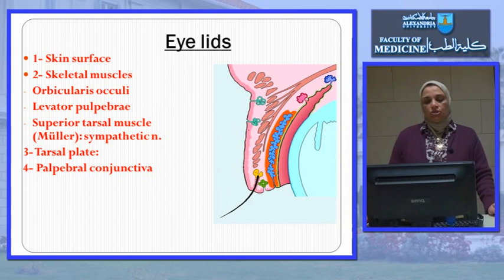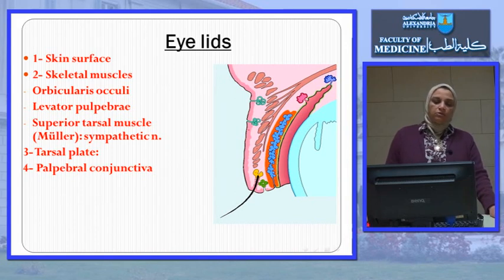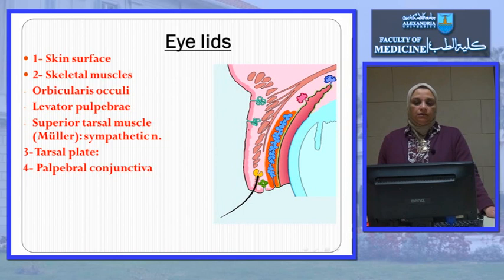Discuss the histology of the eyelids, the upper eyelid and lower eyelid. What are the layers of the eyelids or histological structure? From outside, it's covered with skin. And we know skin, epidermis of the skin, keratinized stratified squamous epithelium with hair follicles. And then we'll go inside, we'll find muscles.